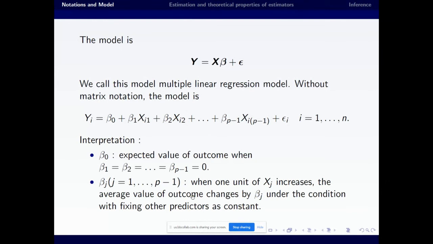So the expected value of y given x: when xj increases by 1 unit, we fix the other predictors as constant, and we only look at the changes in this xj, in the marginal interpretation with respect to beta j.